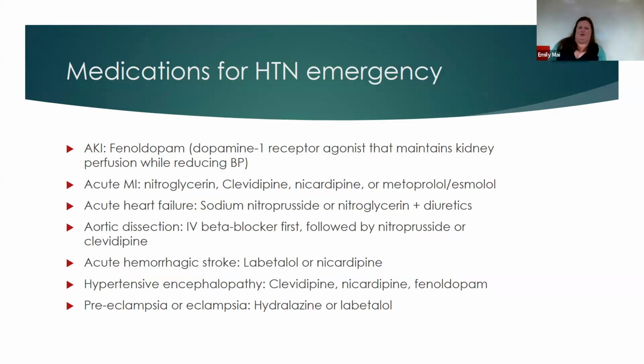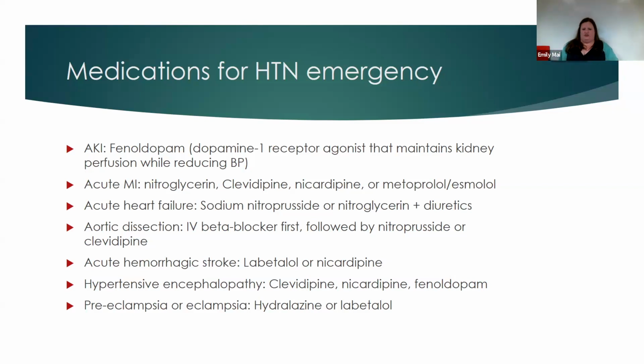So for AKI, it's actually fenoldopam, which I had forgotten existed. But it's a dopamine 1 receptor agonist. So unlike all or most of the other antihypertensives, it actually maintains kidney perfusion while reducing BP. Most of the other ones, like ACEs and ARBs, for instance, constrict the efferent arterioles... the afferent arterioles in the kidney, and that helps reduce blood pressure, but unfortunately decreases the blood flow to the kidneys. So the kidneys are more likely to get worse, but fenoldopam has the benefit of not doing that.